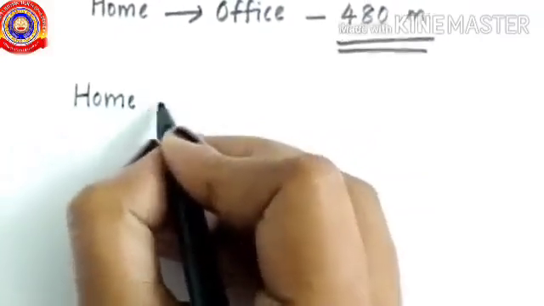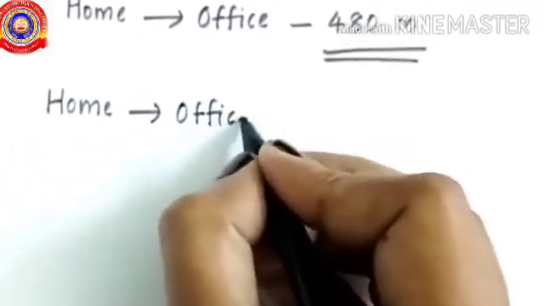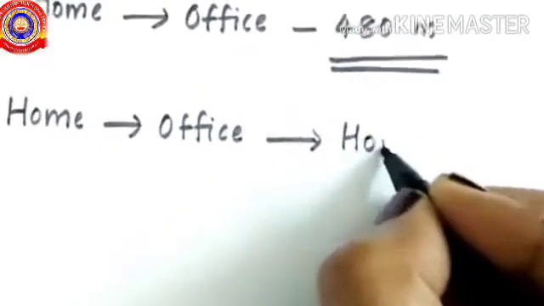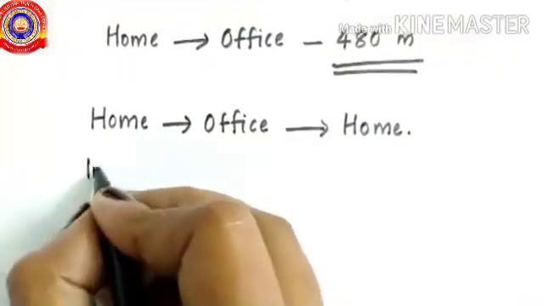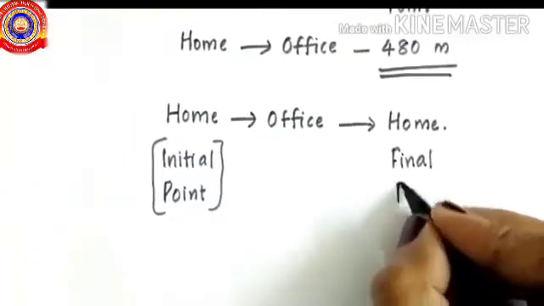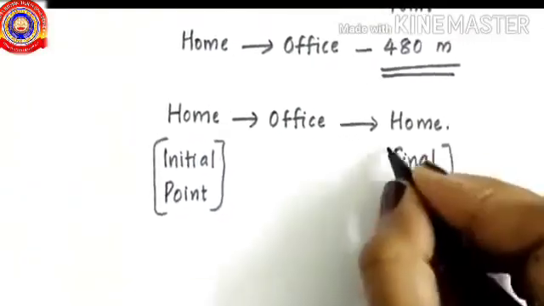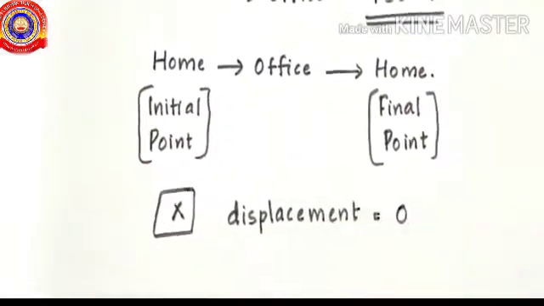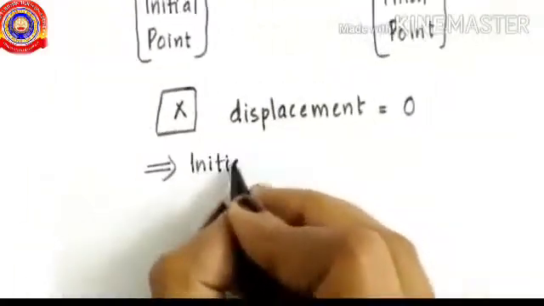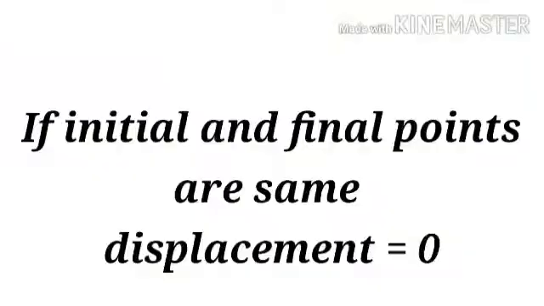Now let's find out the total displacement. That is, he travels from home to office and then from office to home. Look at this carefully. Our initial point and final point are the same. That is, where he starts his journey, there he reached. So, displacement equals 0. So, we can say if initial and final point are the same, then displacement equals 0.